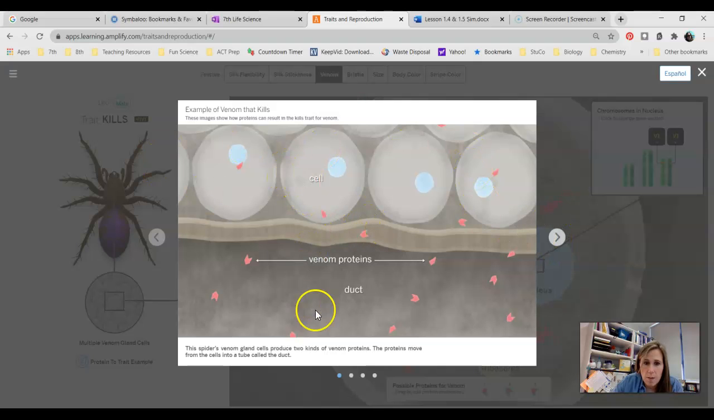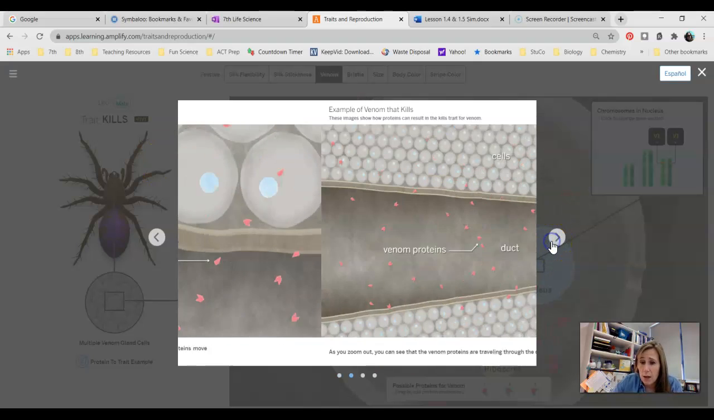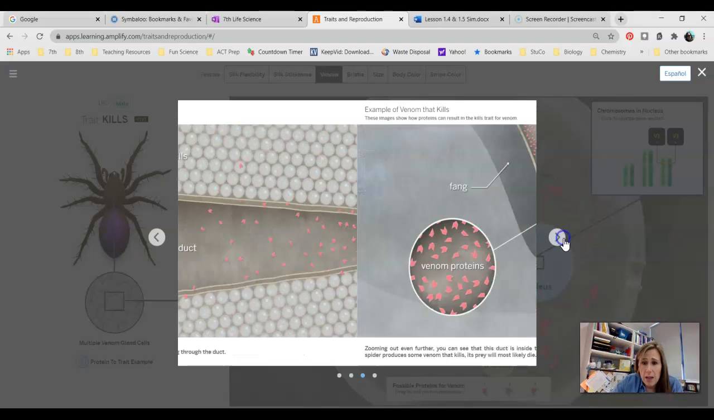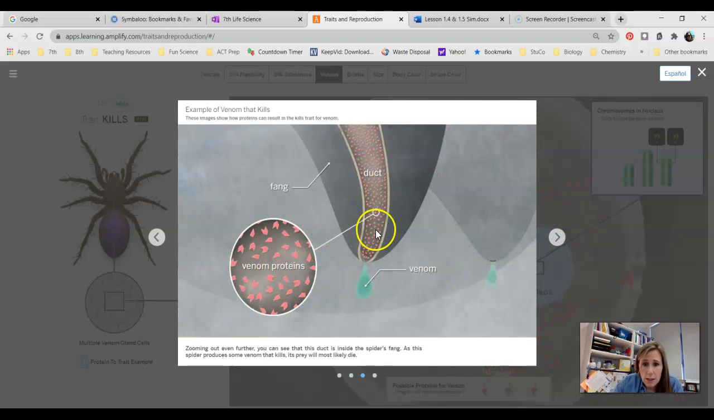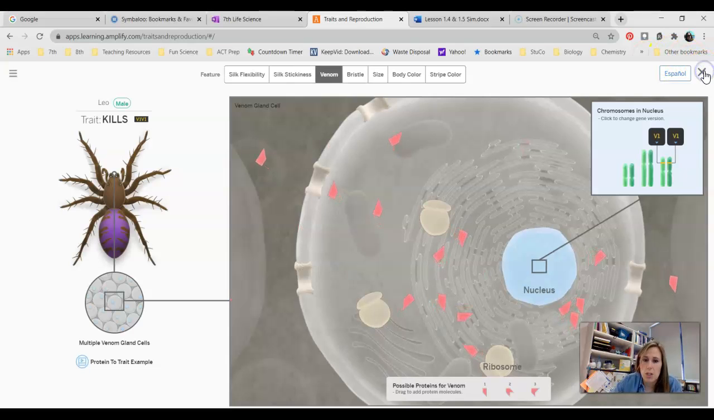The cells produce them, they go into a duct just like we saw with the spider, and then those different proteins can form different venom, okay? So there's some venom proteins, and that might give us some venom right there. Okay, so there's different combinations. Obviously, you won't see that every spider has venom, so you might see some other spiders with different variations.